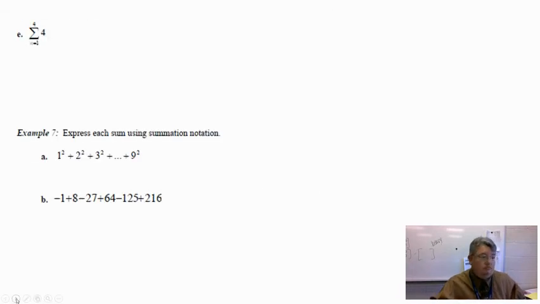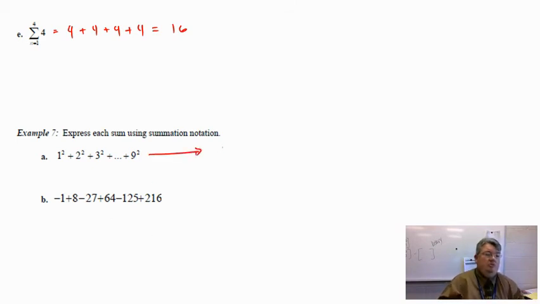Let's keep going on. The sum of 4 from 1 to 4, there's no variable. Well, that makes it easy because the first term is 4. Second term is still 4. Third term is 4. Fourth term is 4. And 4 plus 4 plus 4 plus 4 equals 16. There. Okay. So let's take a look at writing it backwards.